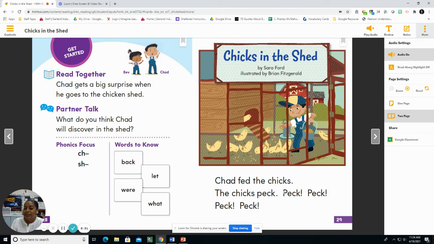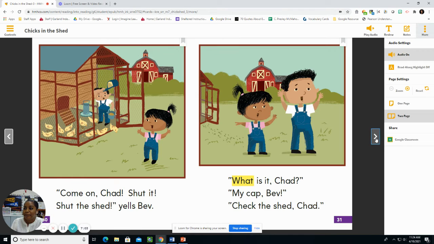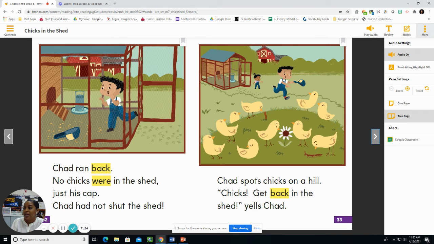Chicks in the shed. Chad fed the chicks. The chicks peck. Peck, peck, peck, peck. Come on, Chad. Shut it. Shut the shed, yells Bev. What is it, Chad? My cat, Bev. Check the shed, Chad. Chad ran back. No chicks were in the shed, just his cat. Chad had not shut the shed.